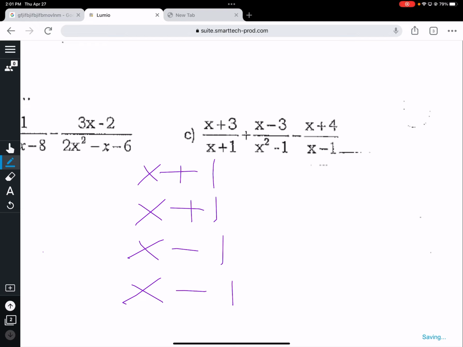So, what do they share? No, they don't. There is no x sitting there. None of those four are the same. Well, the first two share an x plus 1 squared, x minus 1 squared. The last two share x plus 1, x minus 1.